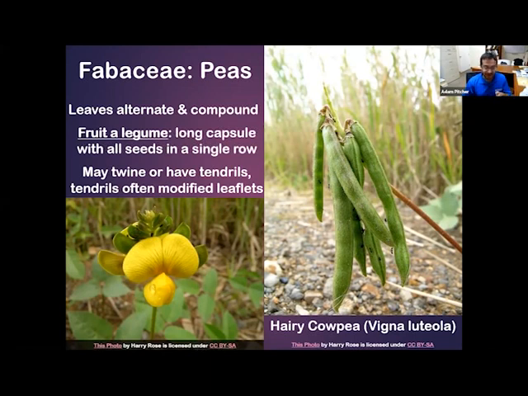This is hairy cowpea, just a fairly common plant, easy to identify because the fruit has these hairs on them. And this is a fairly standard looking pea flower, which is also another way to identify plants in the family. One of the main things to look for on any pea plant are the fruits, which are legumes. And legumes are usually long capsules with all the seeds in a single row. And they are one of the more unique traits of the pea family.